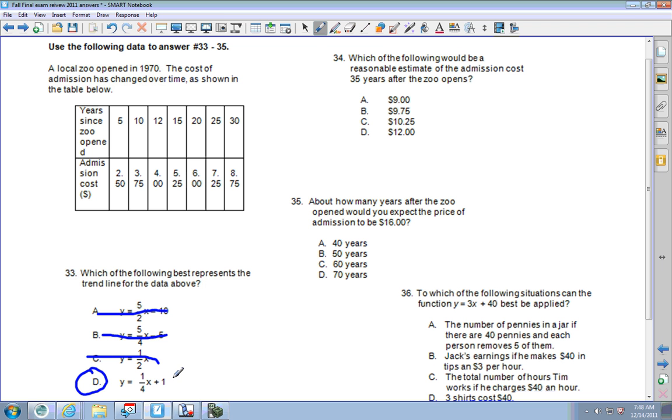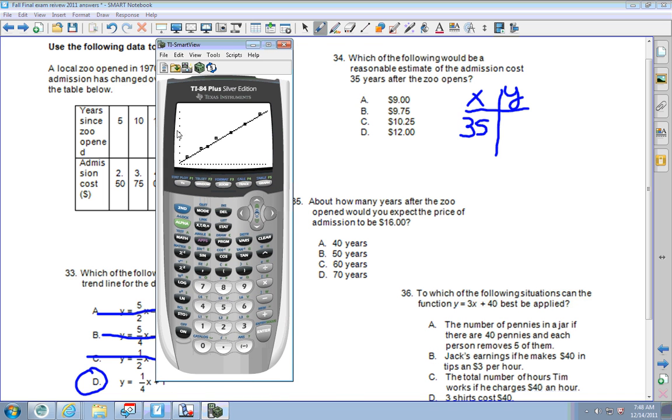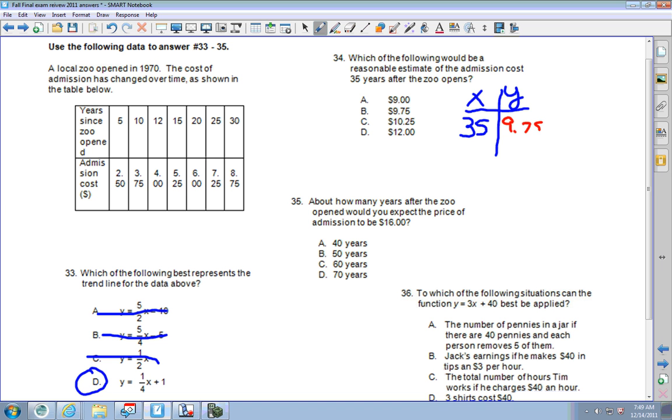Now it says, which of the following would be a reasonable estimate for the admission cost at 35 years? So we're looking to see where x is 35, because x is the number of years. We've already found our trend line. Let's go into the calculator and go second graph. You can hold down the button and go to 35, or second window, type in 35, second graph. Right there, it would be 9.75. Do we have an answer like that? Yes, we do right here.